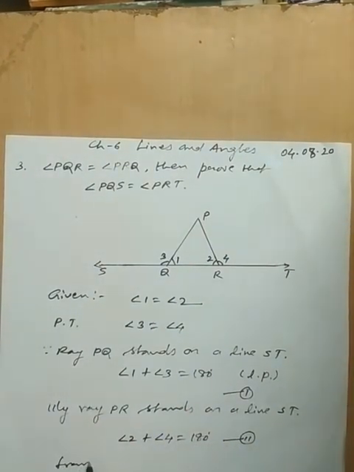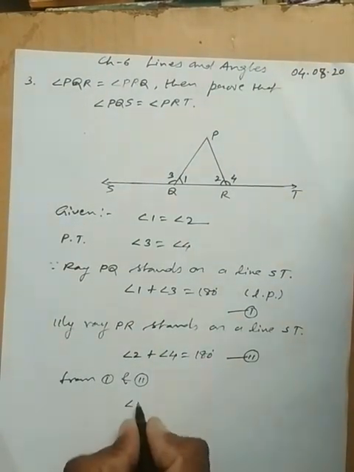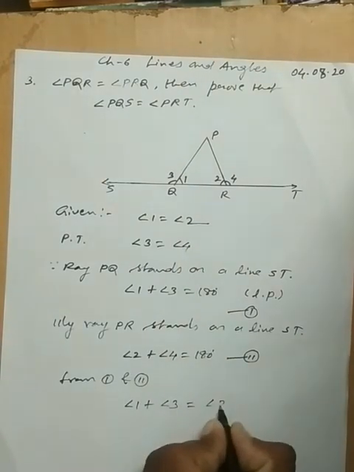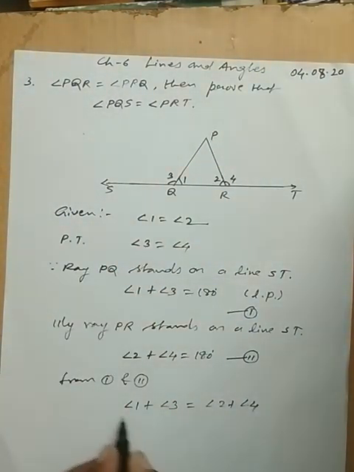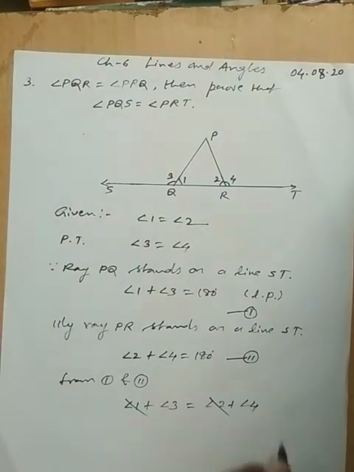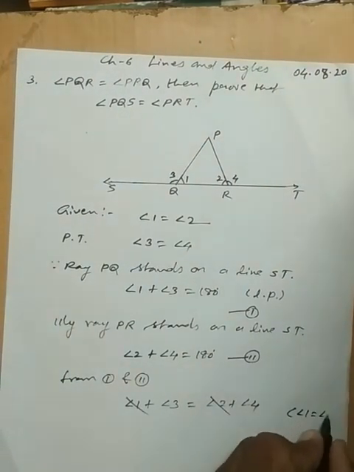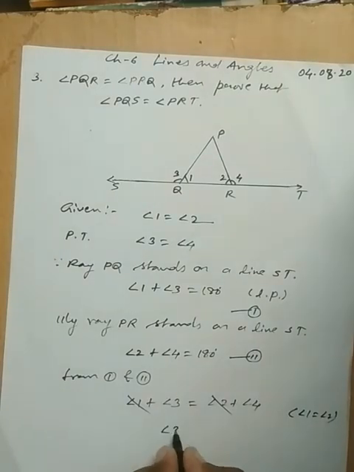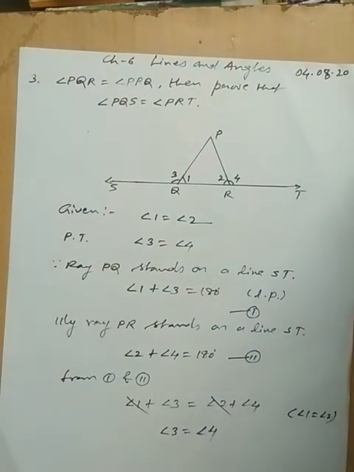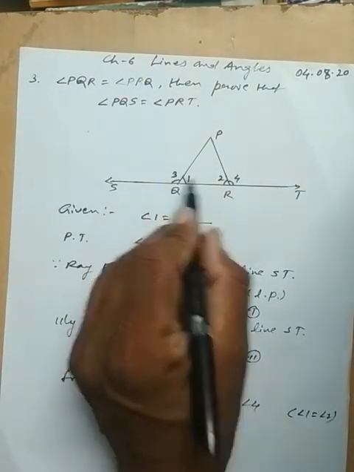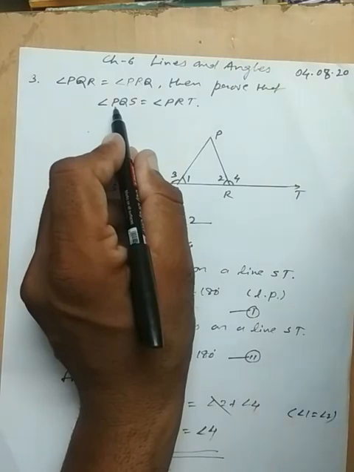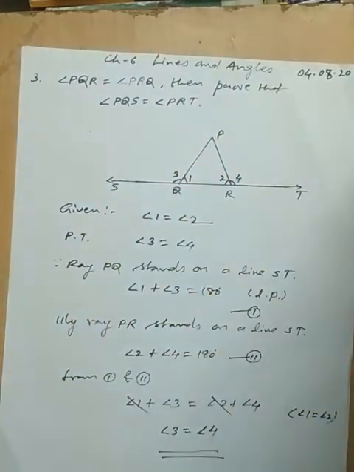So from equations first and second, 1 plus 3 equals 2 plus 4. Here angles 1 and 2 are equal because it is the given part. So angles 1 and 2 are cancelled, because it is given that angle 1 equals 2. So angle 3 equals 4. This is the proving part for this question, and angles 3 and 4 are angles PQS and PRT.